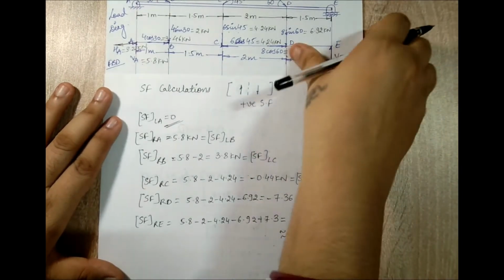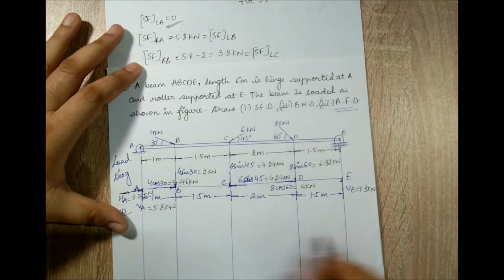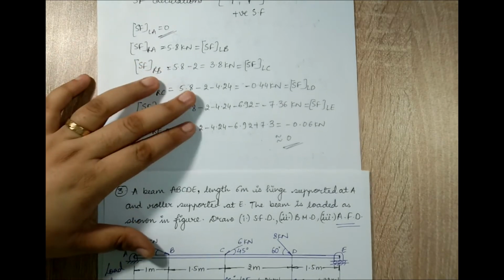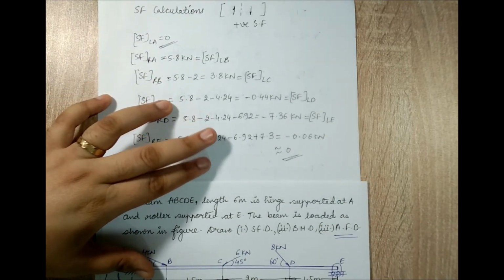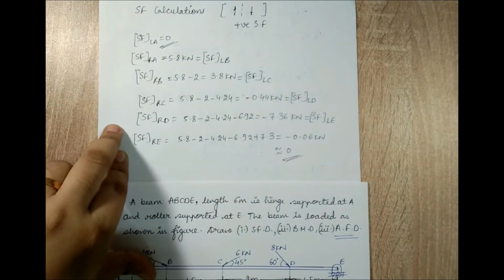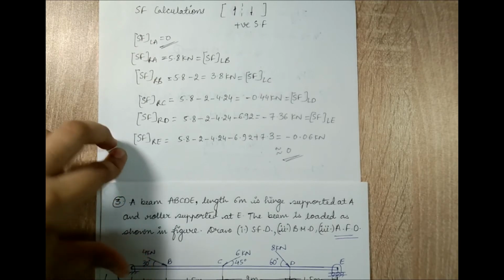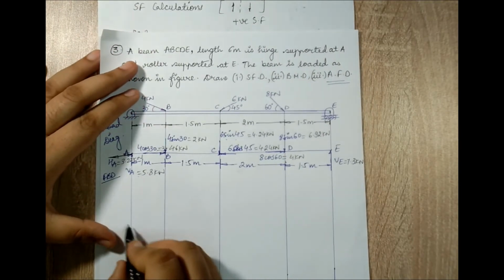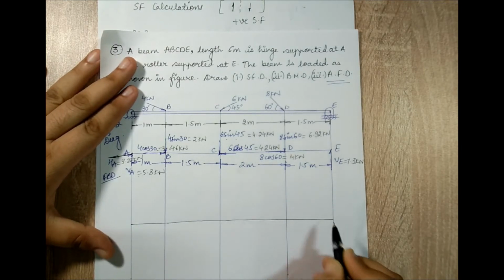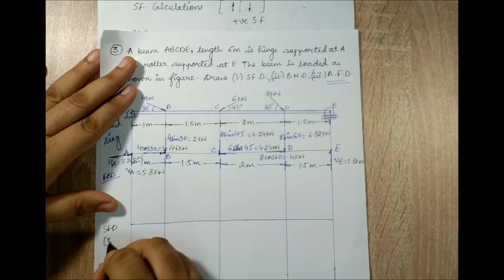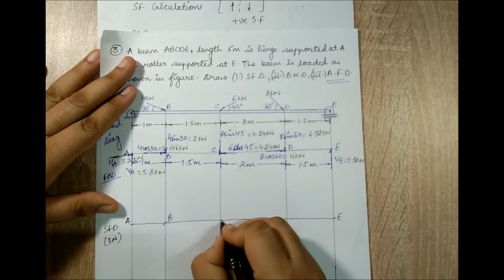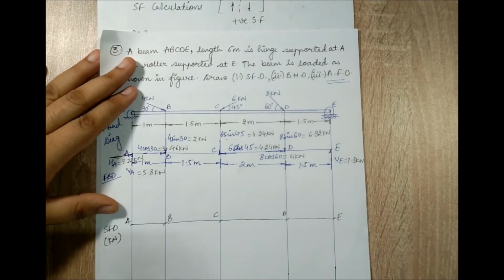Now I can draw the diagram. First I'll start by drawing the axis and I'll analyze the values. I have positive 5.8, 3.8, I have minus 0.4, minus 7.3 and minus 0.06. So I have a good distribution of values above and below the neutral line. So I'll draw my neutral line somewhere at the center. This is my SFD diagram in kilonewton. I'll start with A, B, C, D and E.